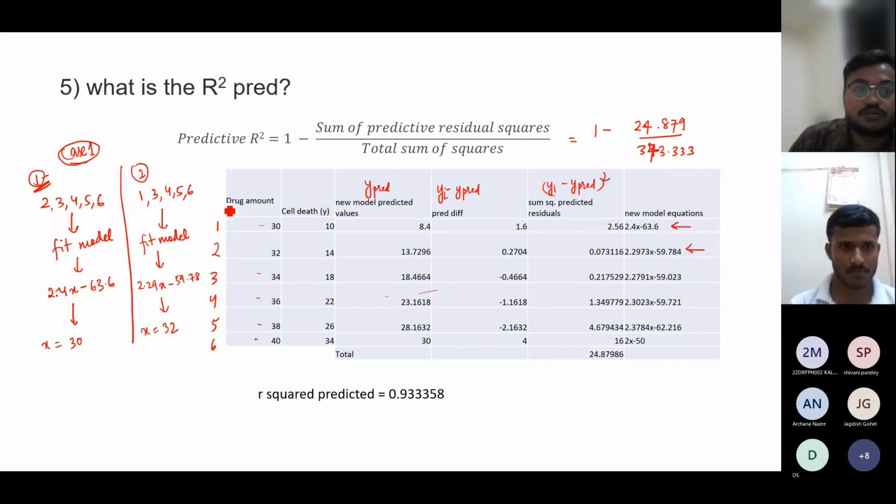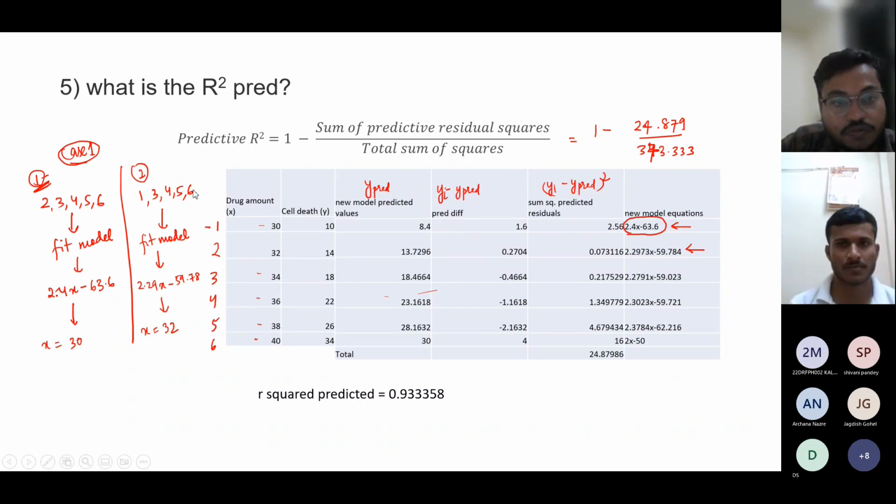So in this case, we have 6 data points: 1, 2, 3, 4, 5, 6. First, we'll leave out the first data point and take all the other 5 data points. We'll fit a model, and that equation will come out to be this. Like we did for the first and second questions, we'll calculate the slope and the intercept. That equation will come out to be this.